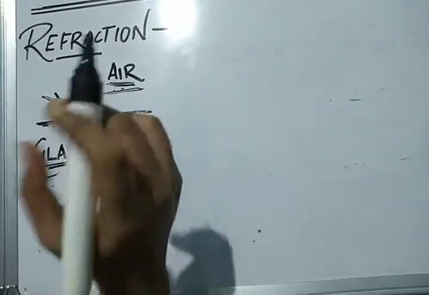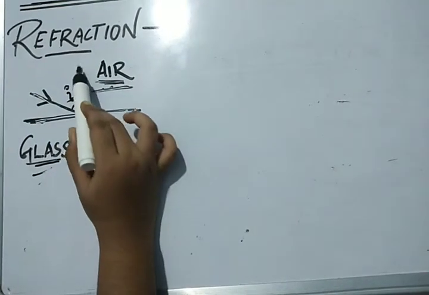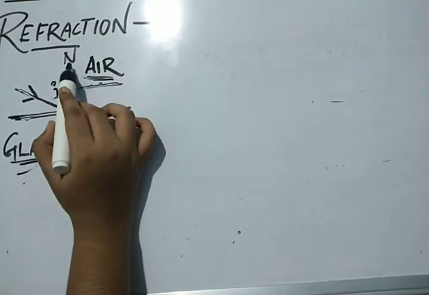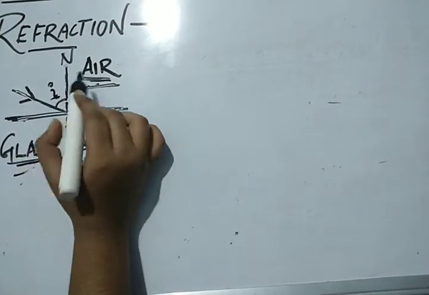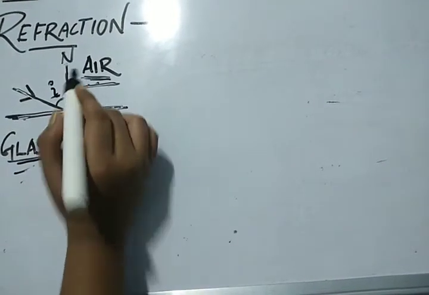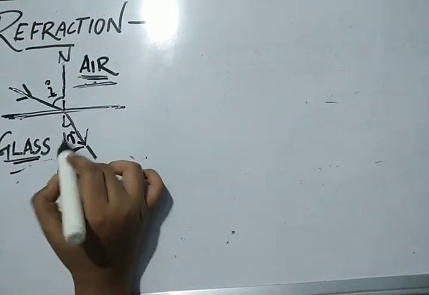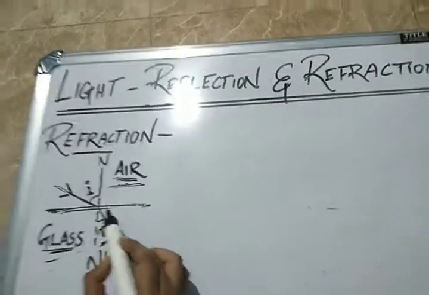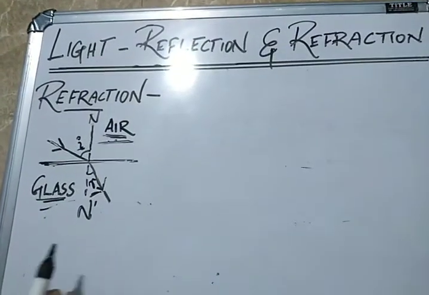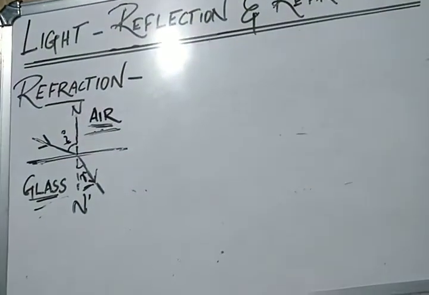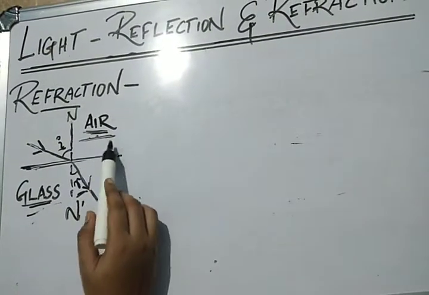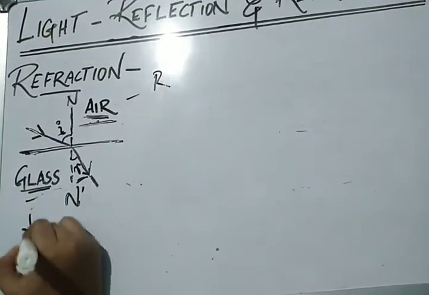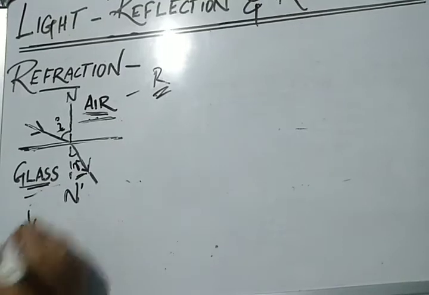The angle formed between the normal N and N dash, the angle formed between the normal and the incident ray is known as the angle of incidence. And here the angle formed between the normal and the refracted ray is the angle of refraction. Angle of incidence and angle of refraction. Now, air is a rarer medium, right, and glass is the denser medium.